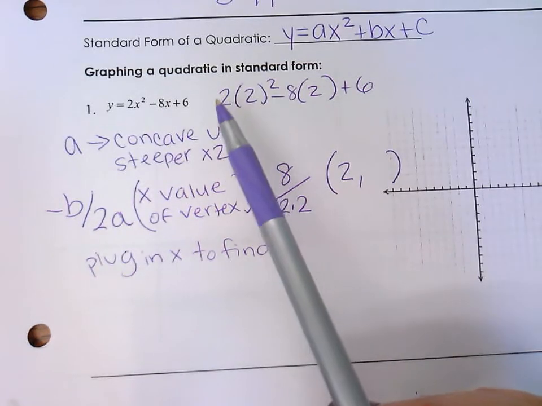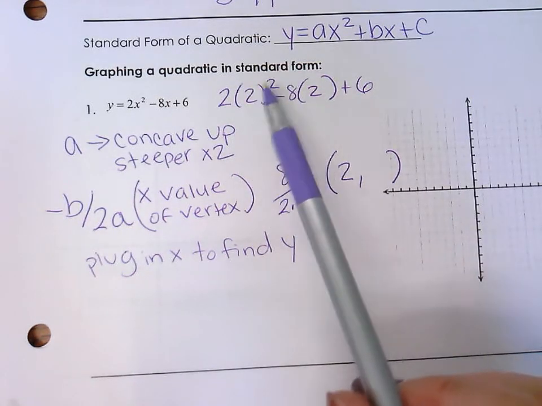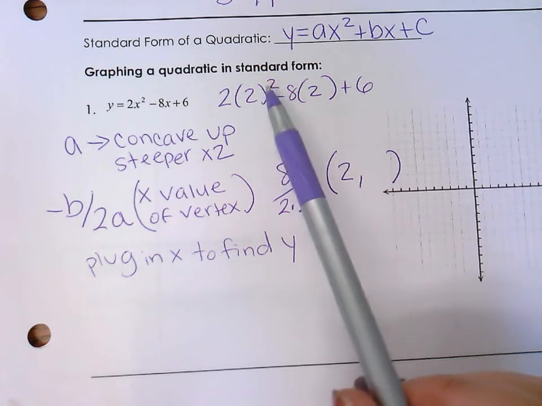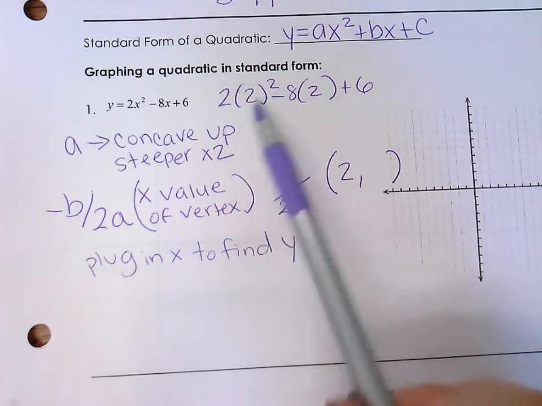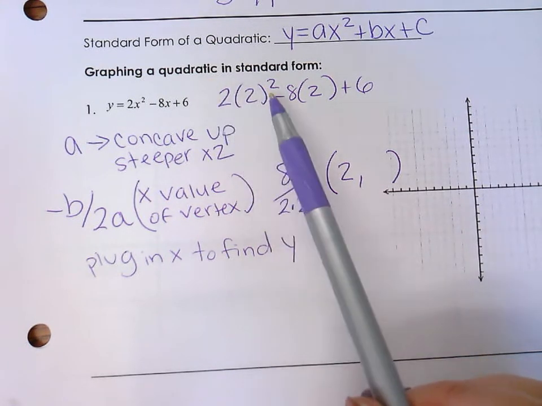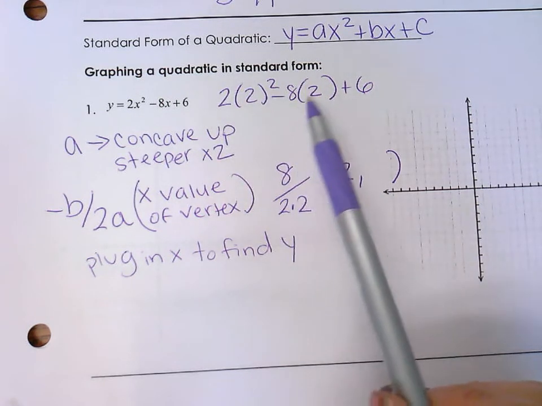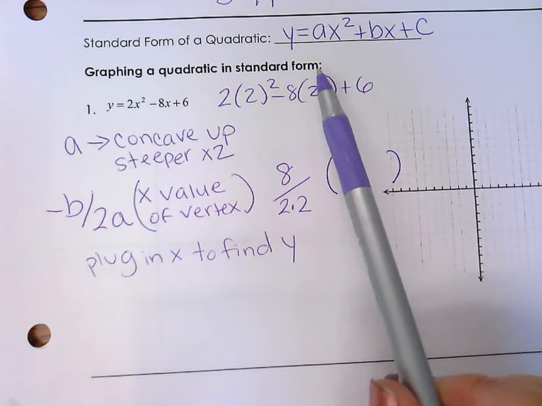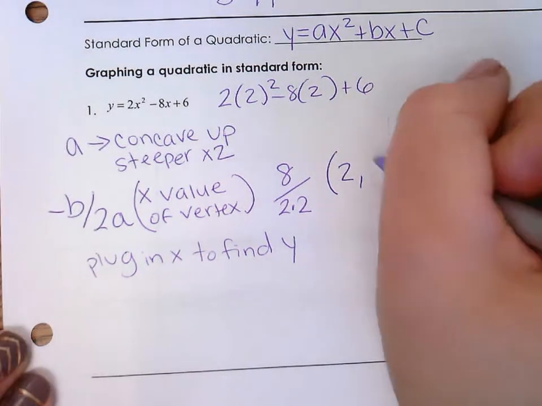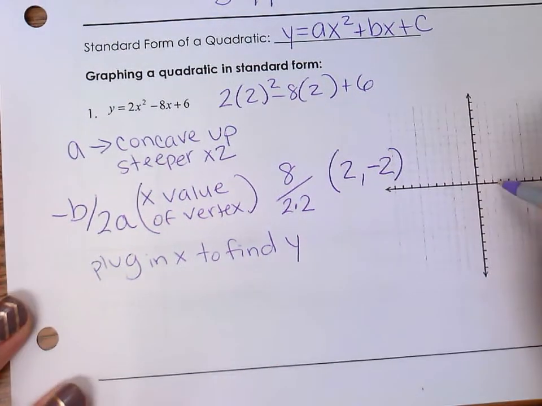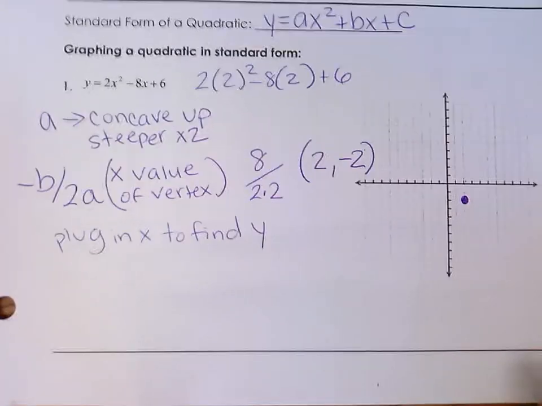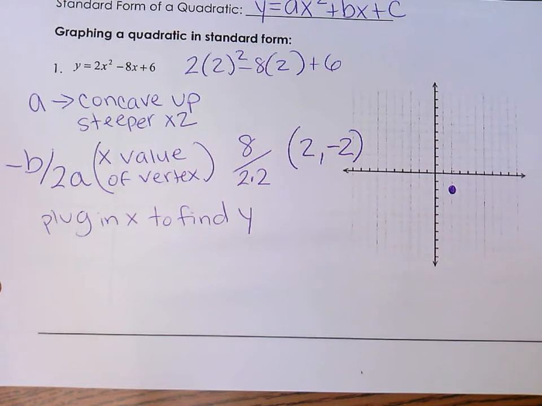If I did some mental math, 2 squared is 4, 2 times 4 is 8, so this is 8. I'm subtracting 16, so that would give me negative 8, plus 6. That's negative 2. You could check it on your graphing calculator, but mental math is always a good thing to practice too. So 2, negative 2 is my vertex.